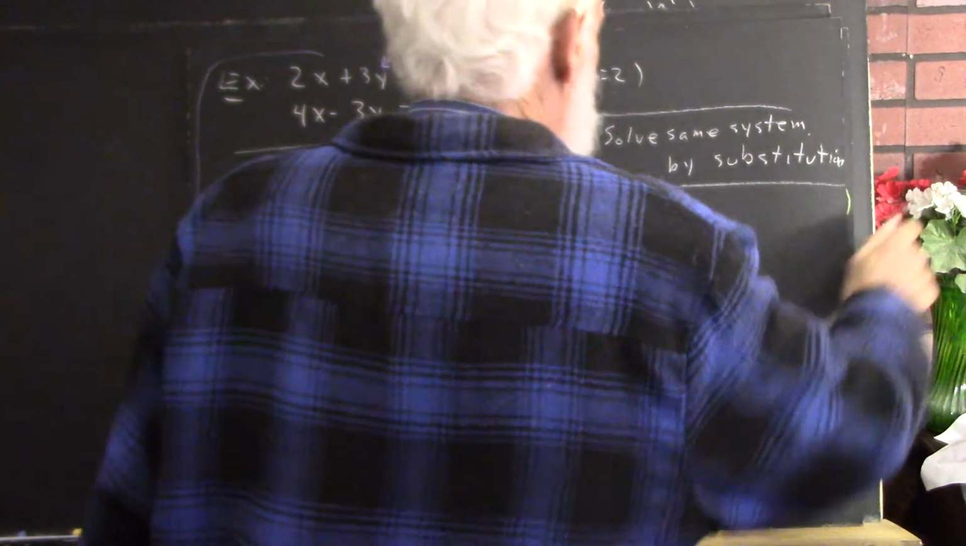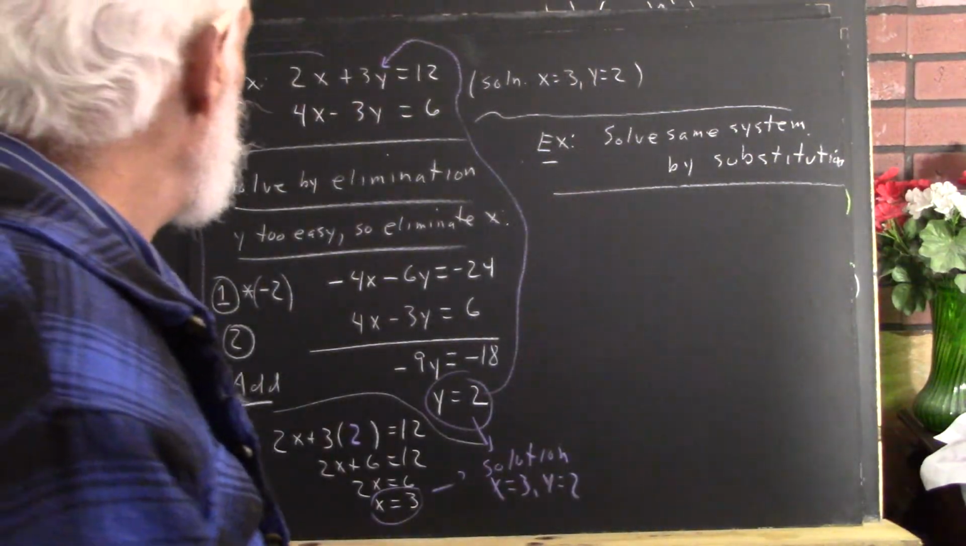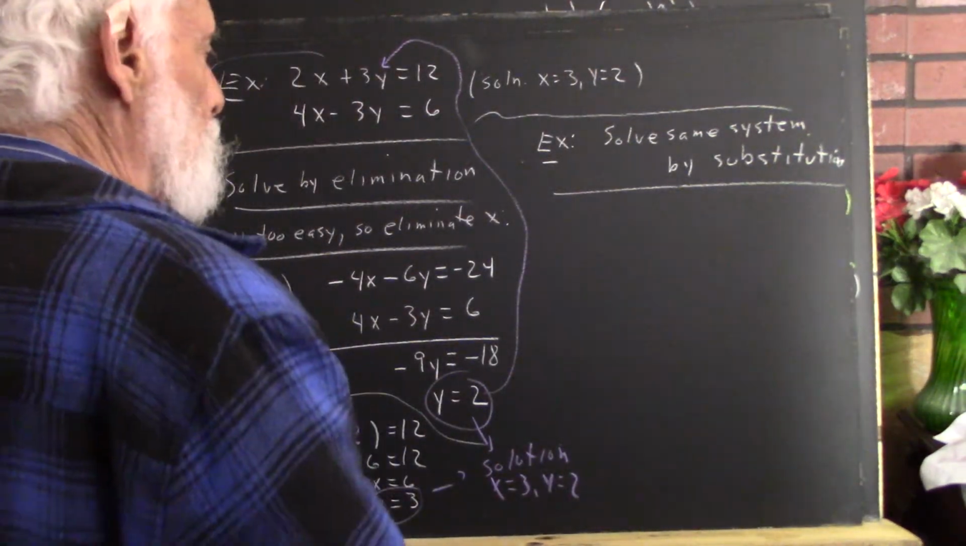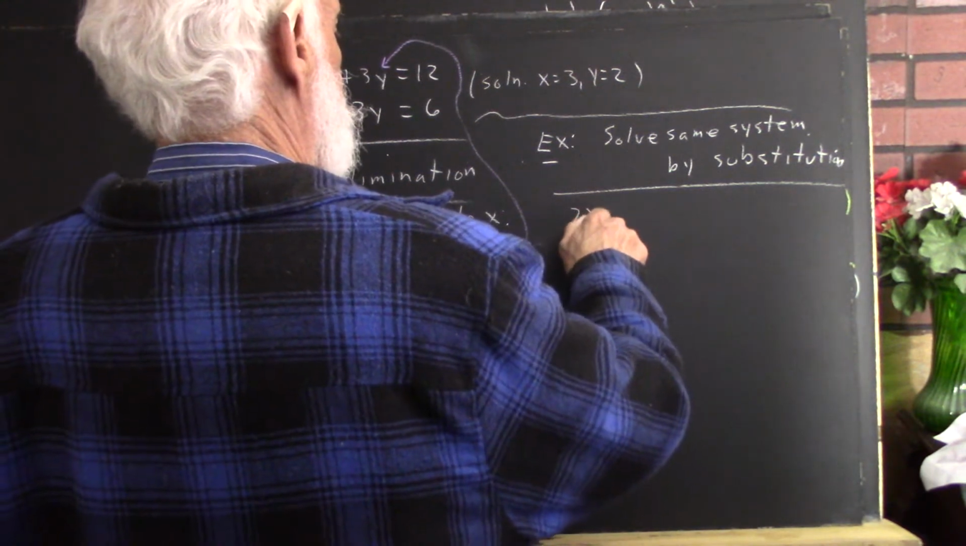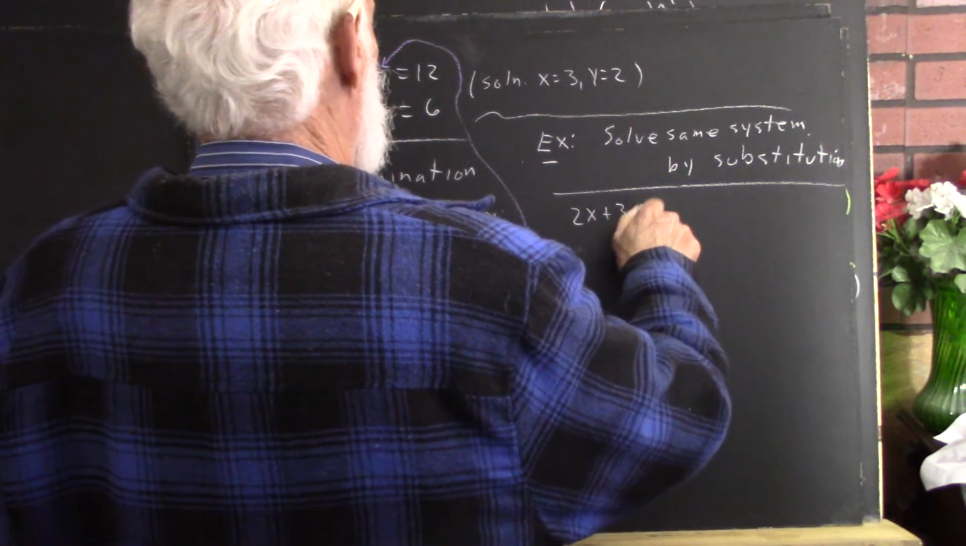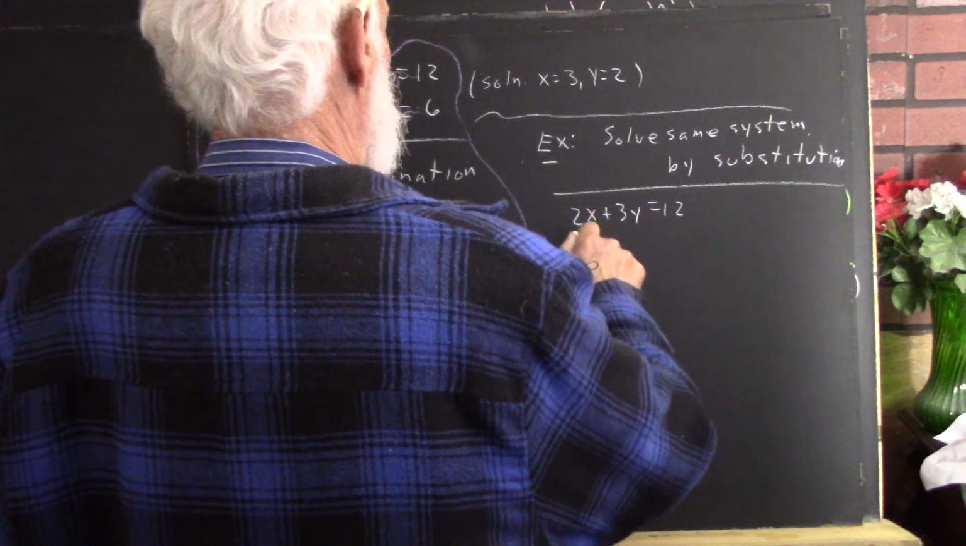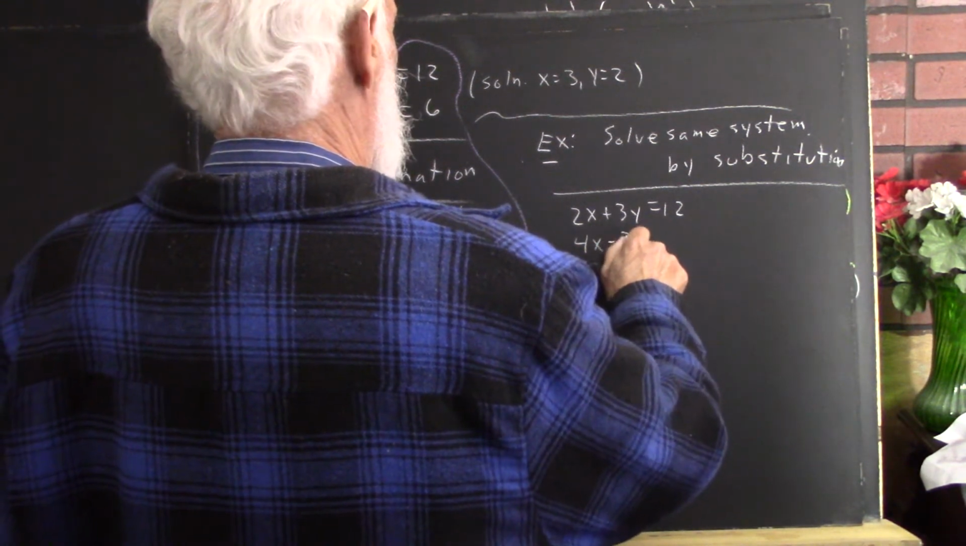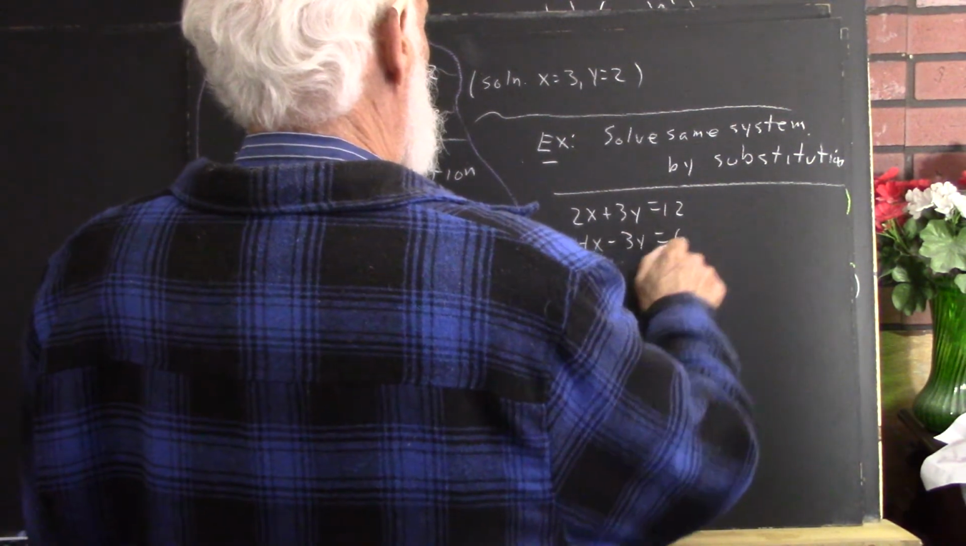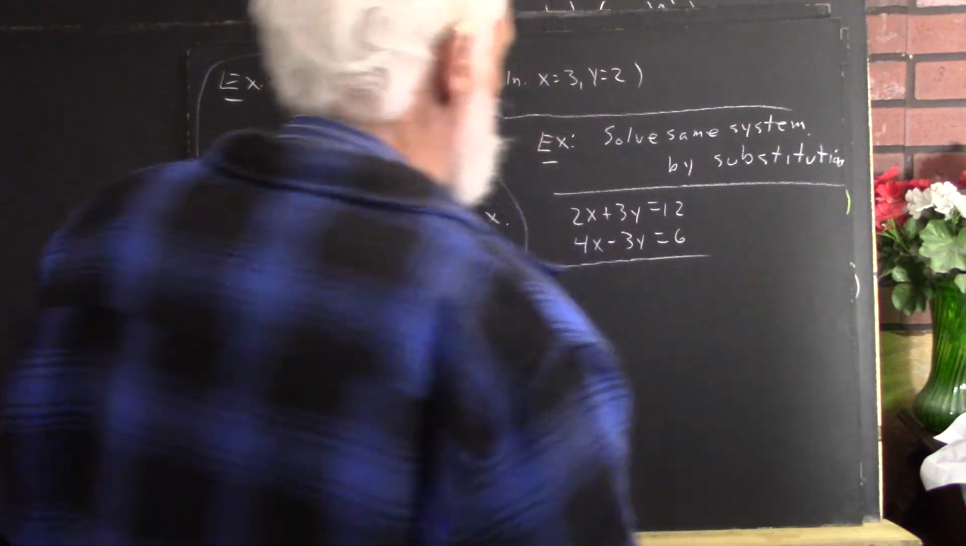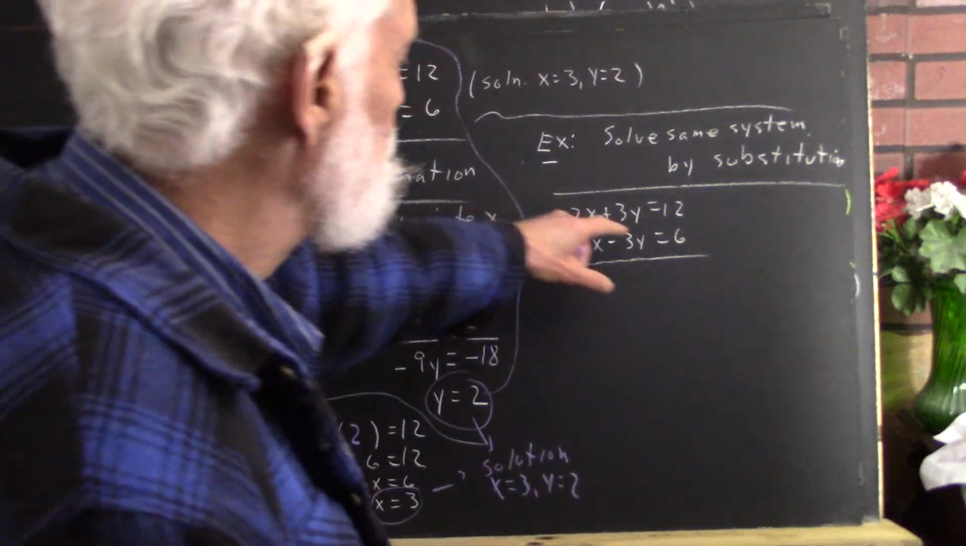We're solving the same system by substitution. So we have 2x plus 3y equals 12, 4x minus 3y equals 6. We solve the first equation for y.